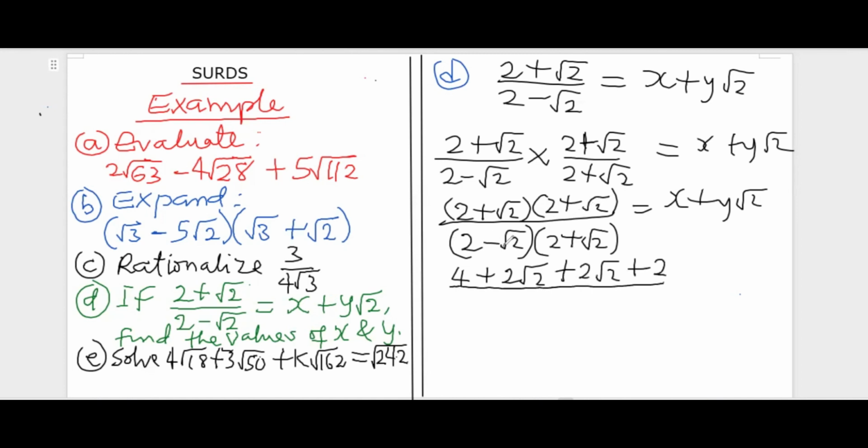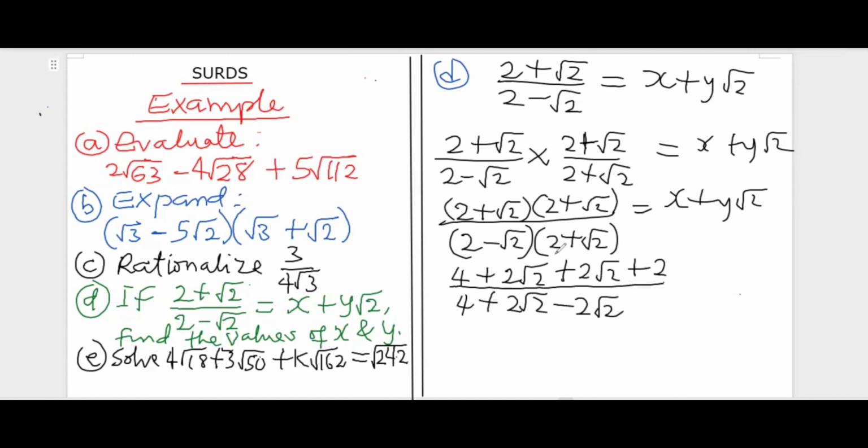Over this one is different, or 2 squares. Simply say the first times first minus last times last. Or you open it, the middle term will still cancel out. So you have 2 times 2 here, that is 4. 2 times root 2 here, that is plus 2 root 2. Negative root 2 times 2, that is minus 2 root 2.